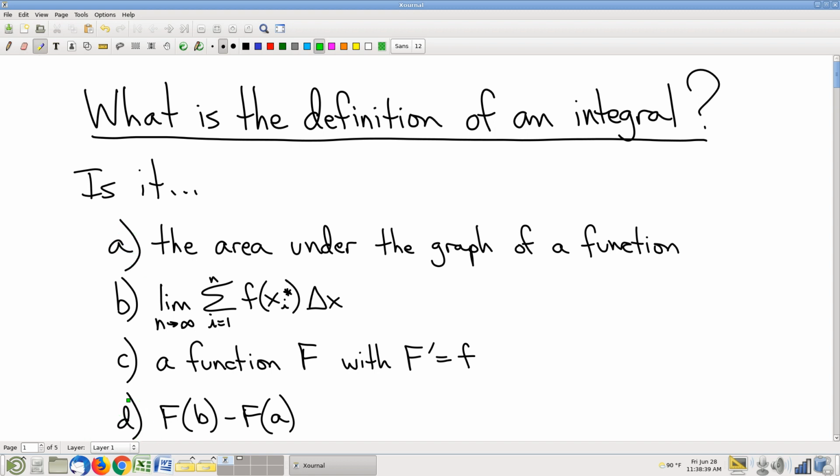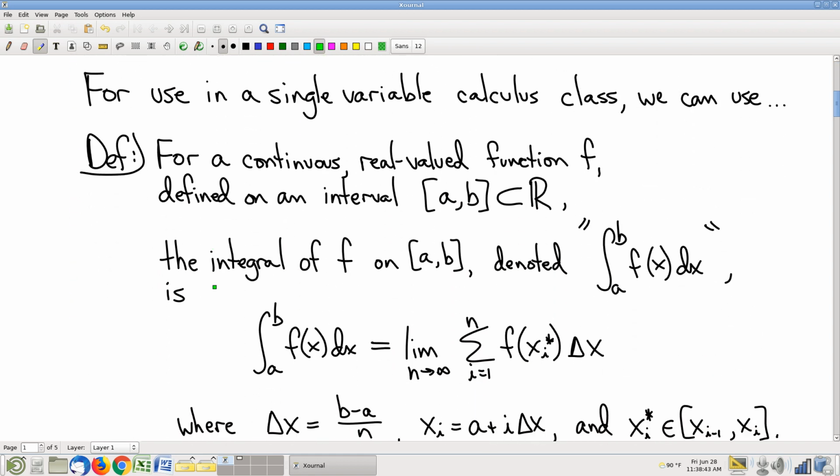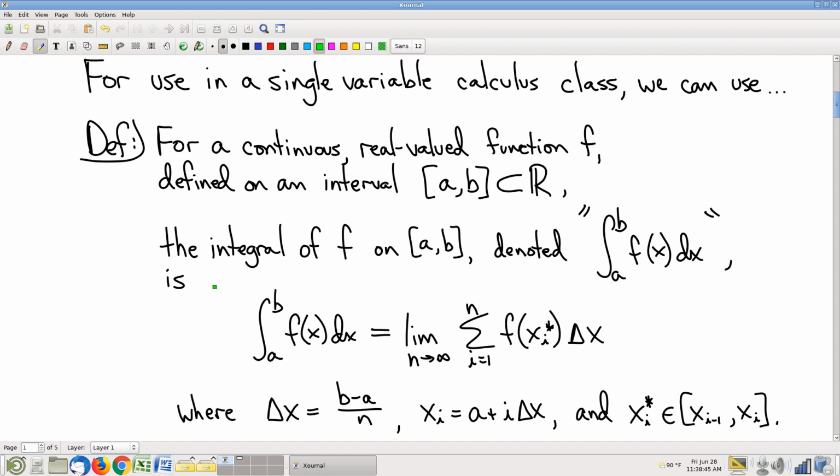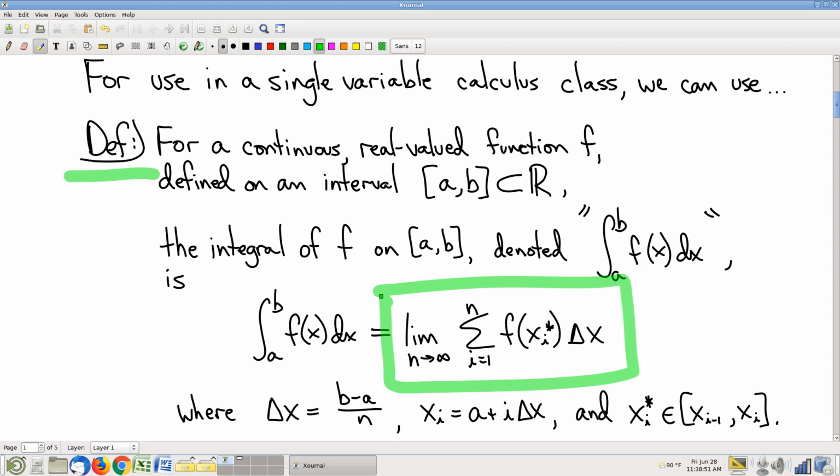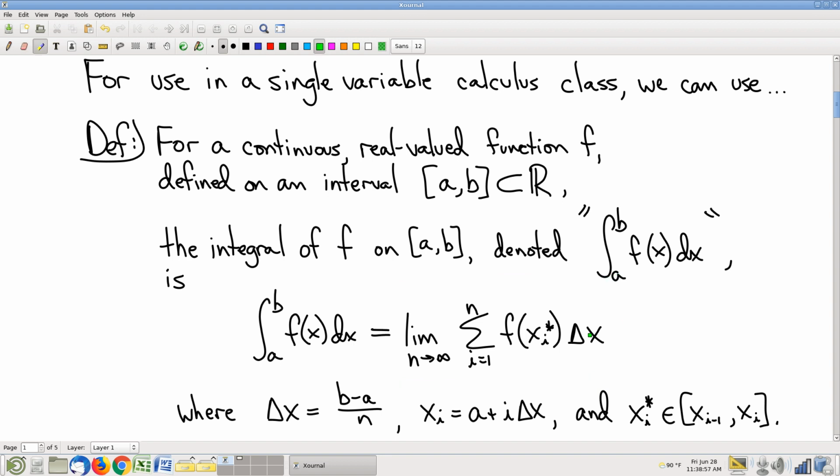To most students' surprise, this is how we define integrals in a single variable calculus class. And here it is, the definition of an integral. And you see here this Riemann sum expression. Okay, so this is our definition, and a bunch of details have to get said, of course. What is delta x, what is x_i star, etc.